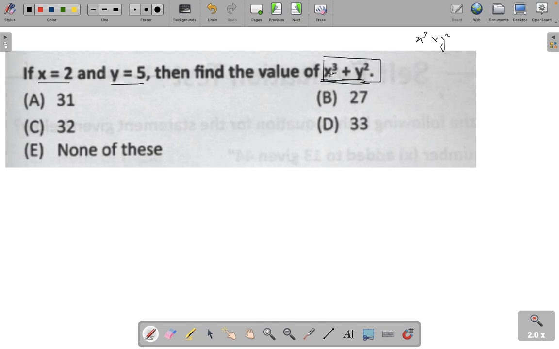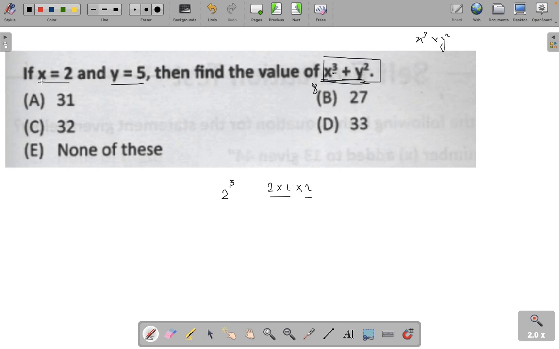So instead of x, I'll just substitute 2. So this becomes 2 to the power 3. What is 2 to the power 3? 2 to the power 3 means nothing but just multiply 2 three times. So 2 times 2 is 4, 4 times 2 is 8. So this will become 8.